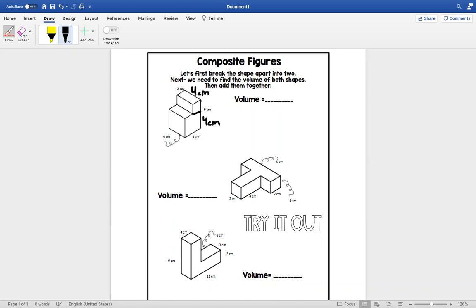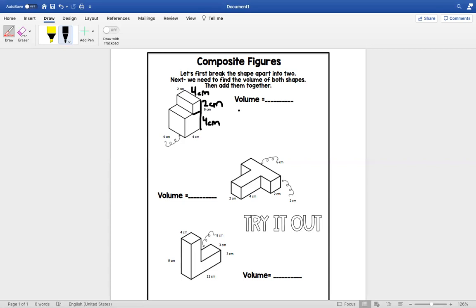If this whole side right here is 6 centimeters, the bottom half is 4, that means what we have left on our top rectangular prism is 2 centimeters. So our top shape is a 4 by 2 by 2, and our bottom shape is a 4 by 4 by 4.